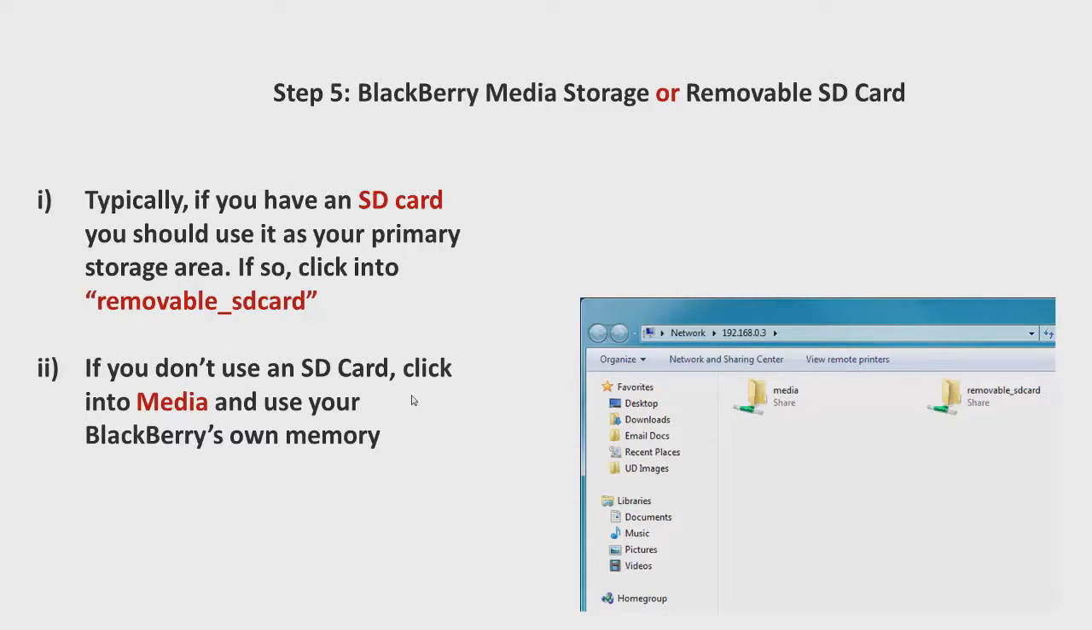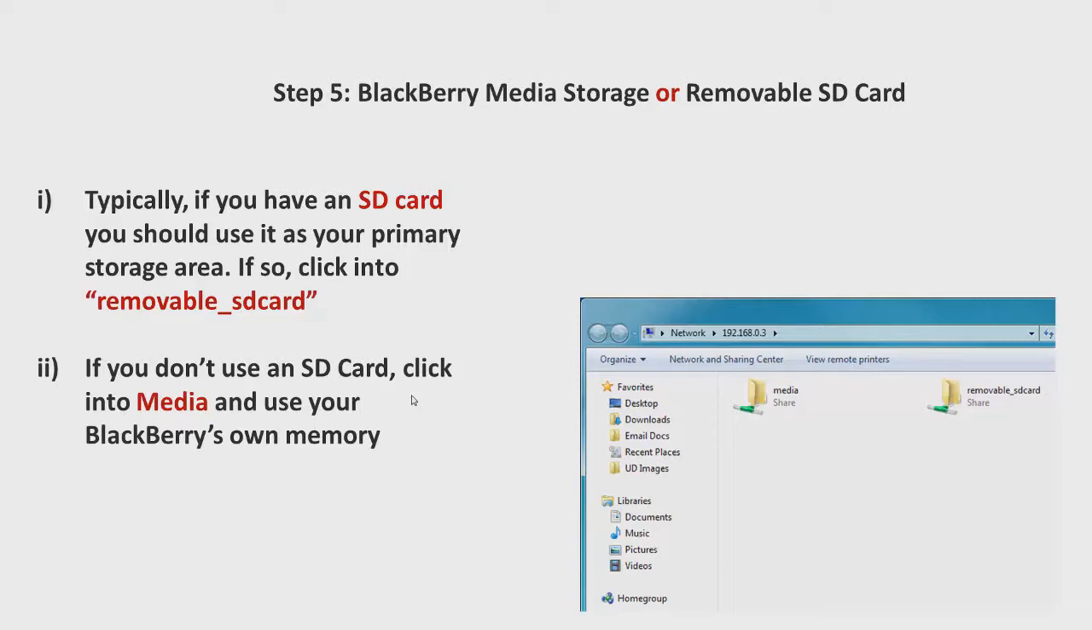And then you should be linked through to your BlackBerry. And most BlackBerries at this point should show a screen similar to what you can see here. You'll have media and then removable SD card. If you have an SD card, a memory card in your BlackBerry, then use it. It's much better than using the system memory on the handset.